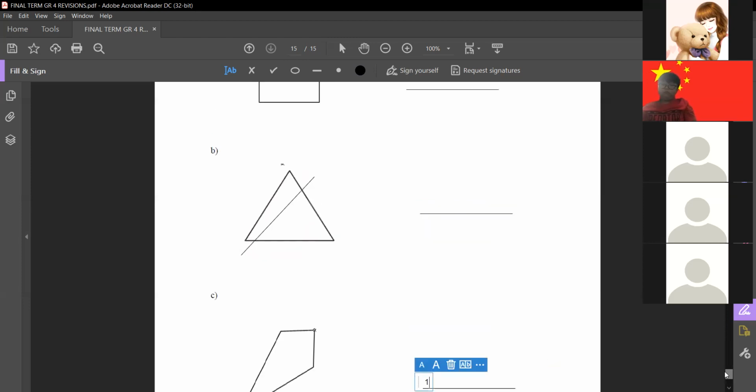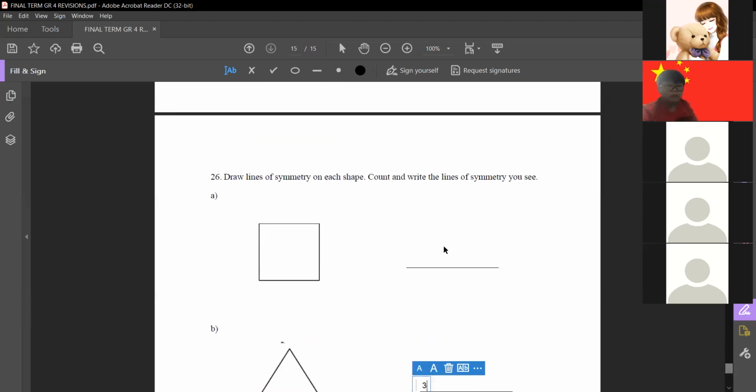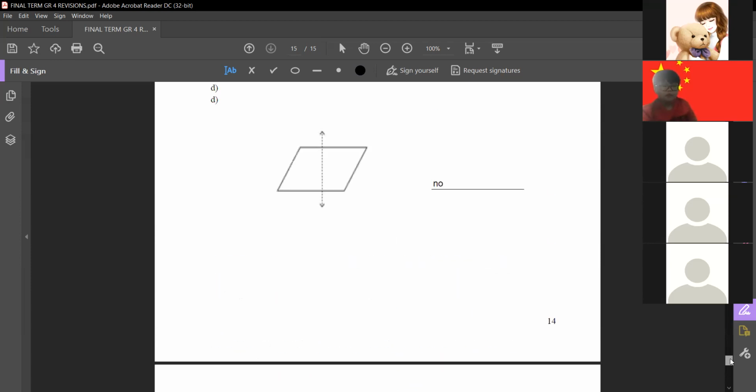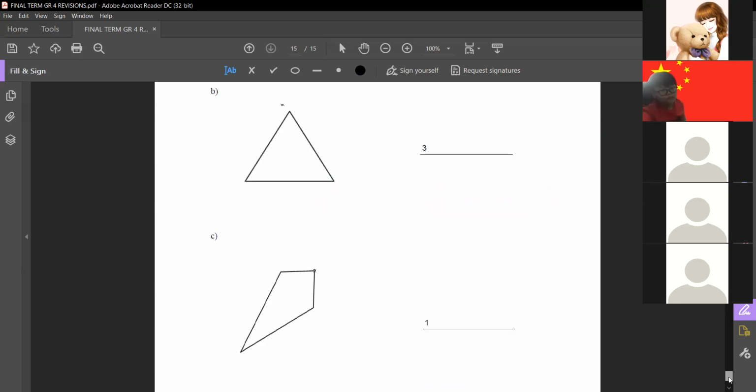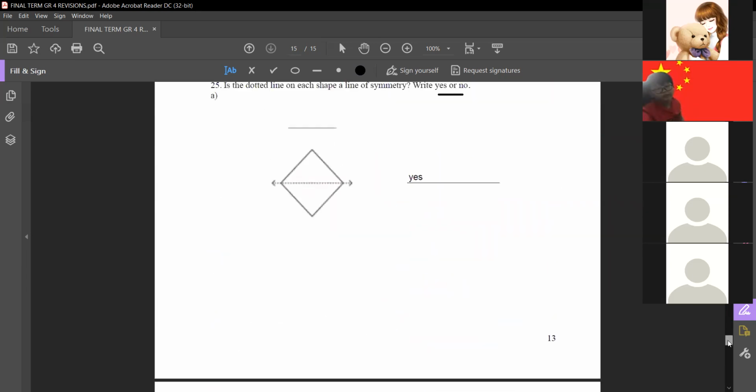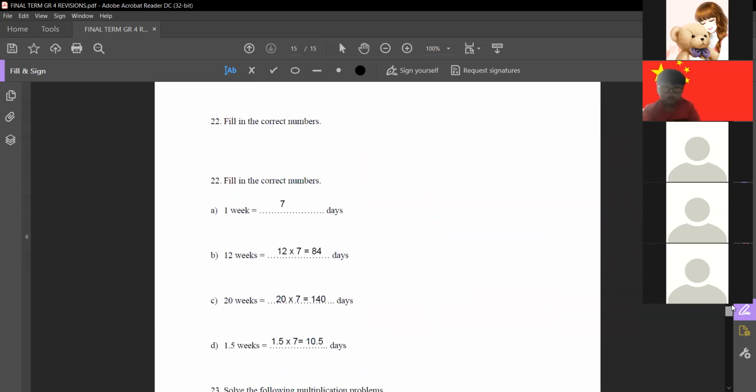The exam papers are also more or less like this, but I will ask different shapes. Understand or not, class? Understand. Okay, go back to the draw lines.